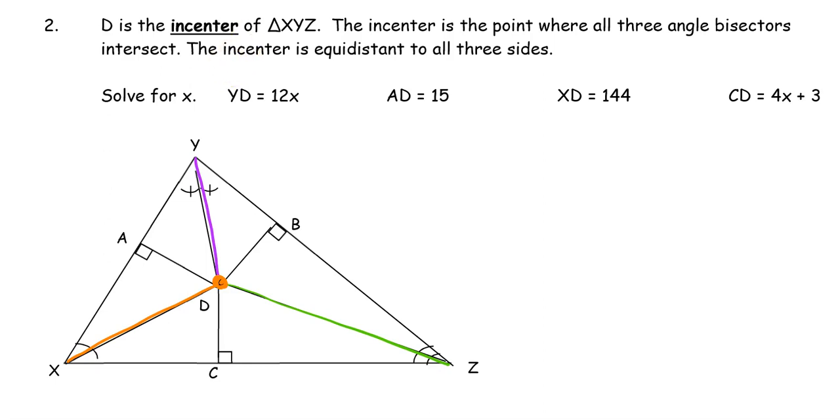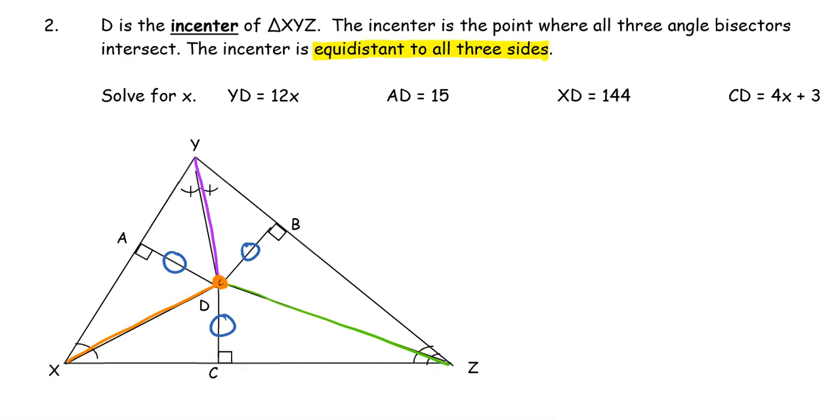The incenter, our special property, is that it's equidistant to all three sides. So from D to the side is congruent from D to B, which is the side, and from D to C to the side. So we know the distance from the incenter to each side is going to be congruent.